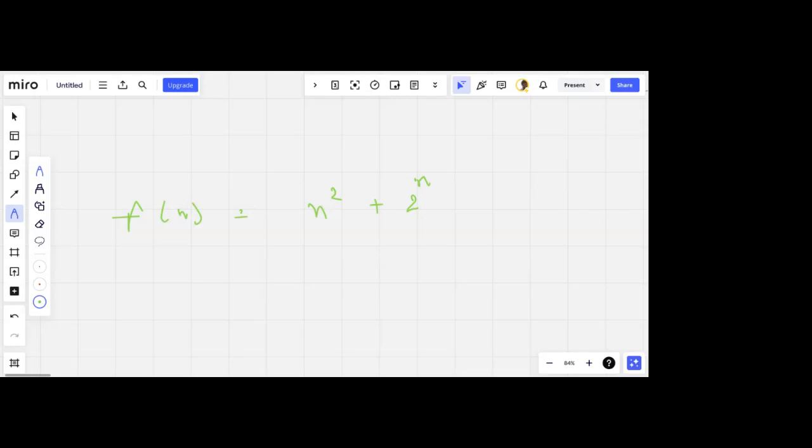Which is bigger? n square is bigger or 2 to the power n is bigger? What do you think? Now, guys, see this. Basically, whichever is bigger of the two, that is what you have to give in big O of n. I hope this is clear to everyone. Which is bigger, that is what you have to give. So basically, you have to decide whether n square is bigger or 2 to the power n is bigger.